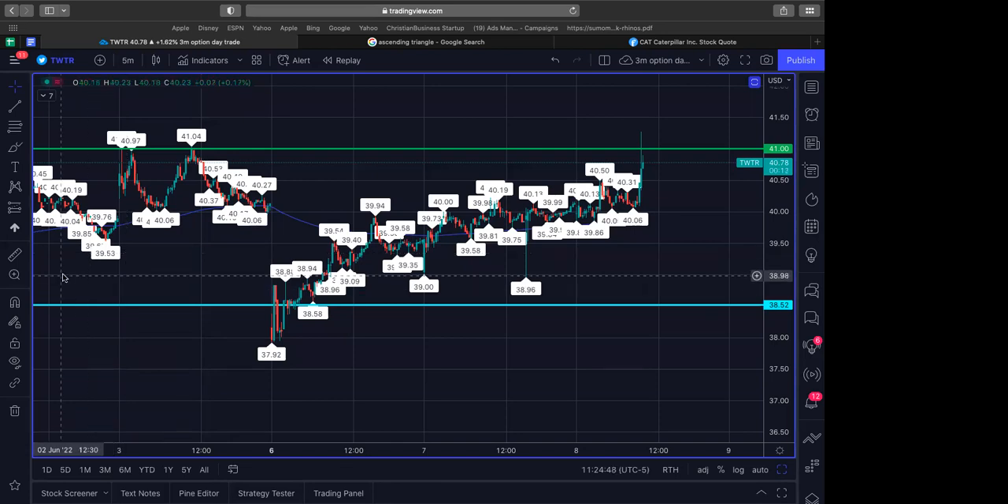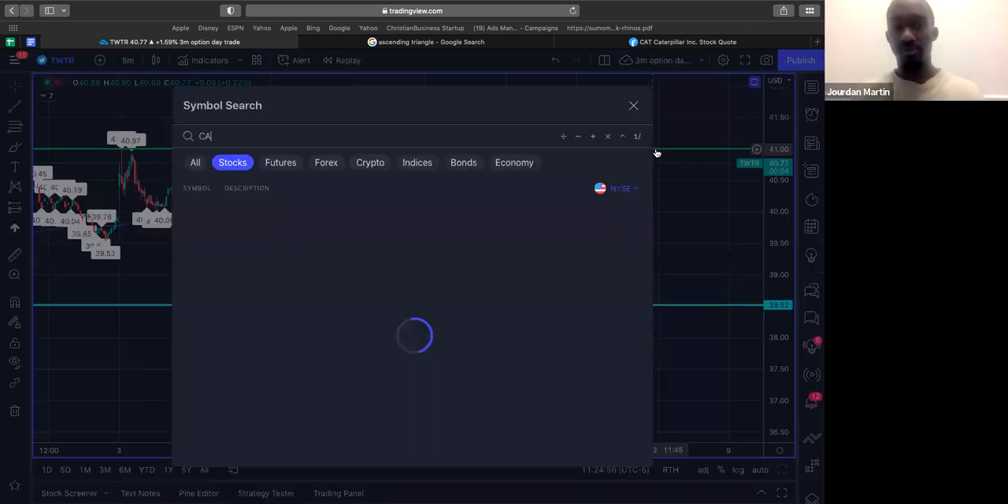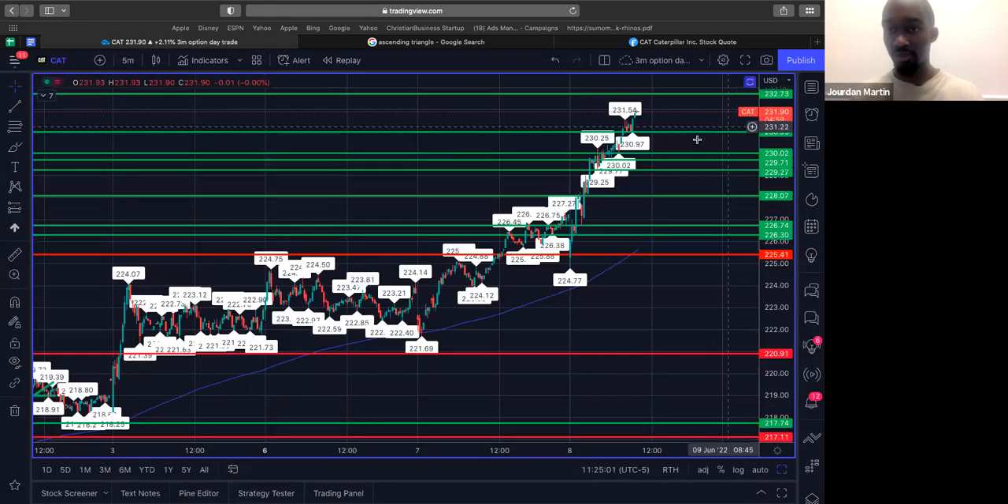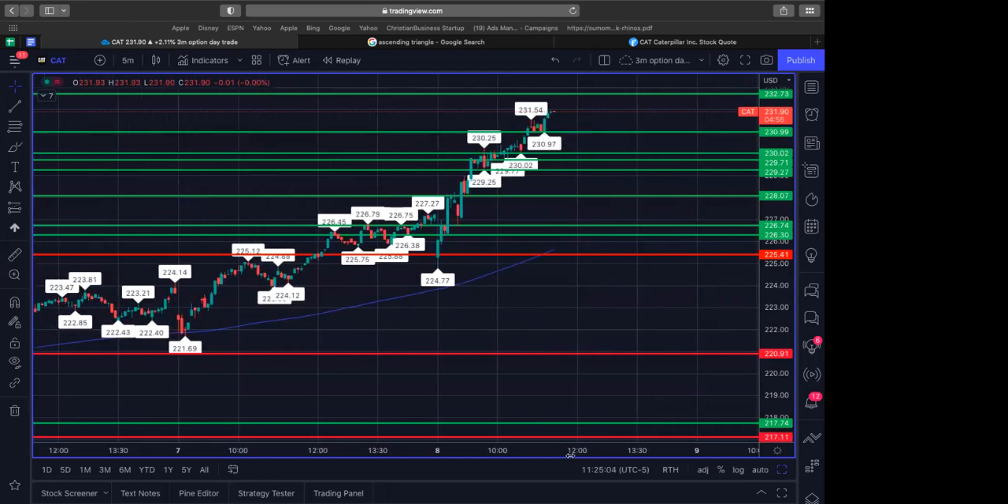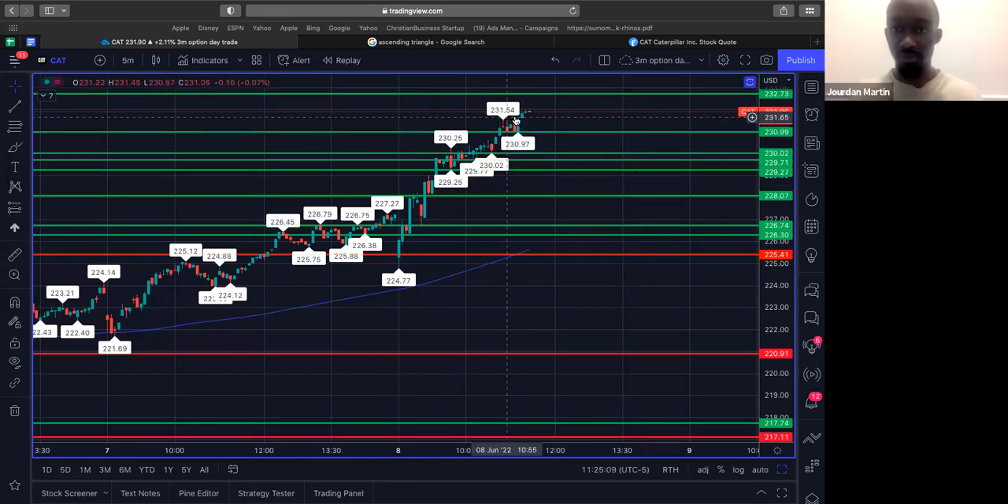See what we're talking about. So yeah, Twitter looks like it's making some move, but it needs to actually close above 41. Somebody said Cat's going crazy. We just talking about Cat. Oh, well, it's not going crazy, I think, since we talked about it.